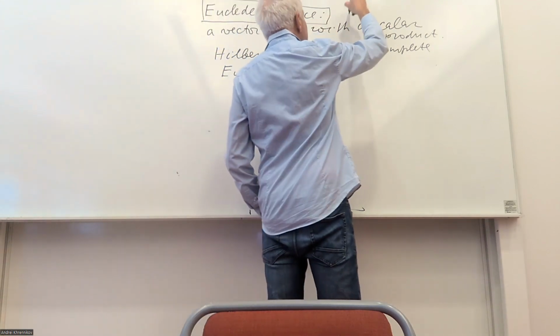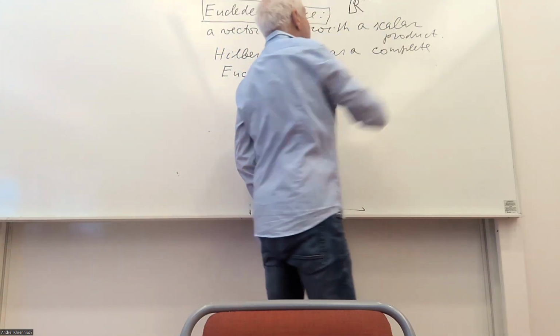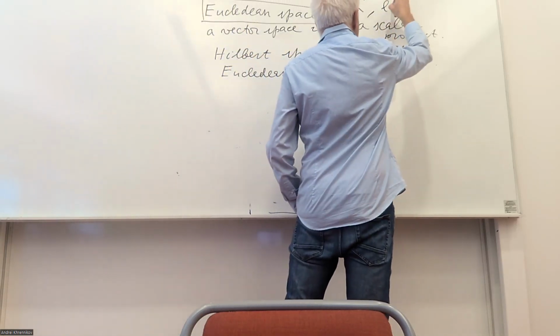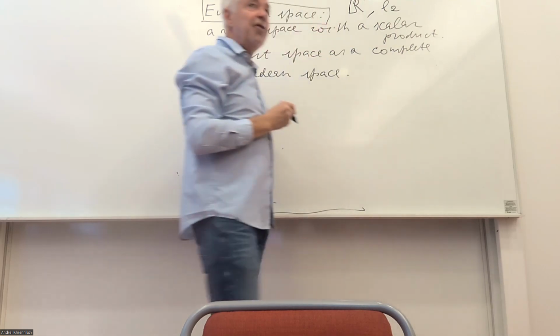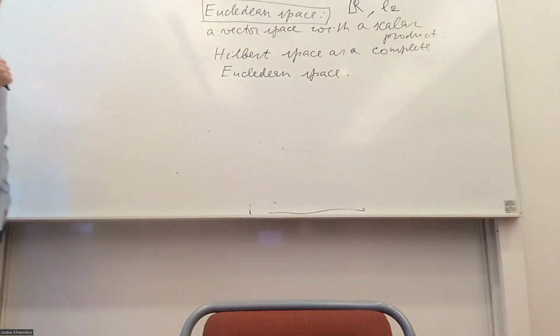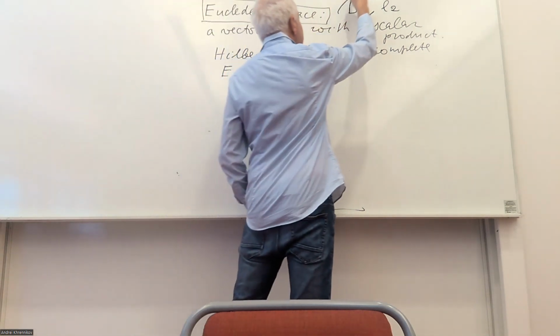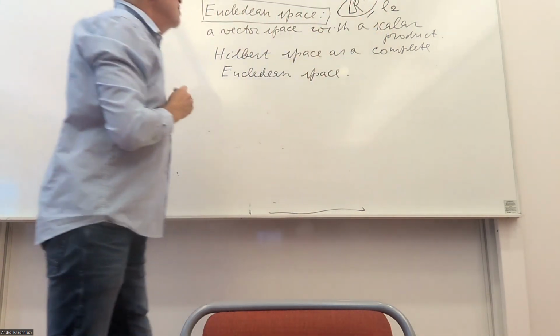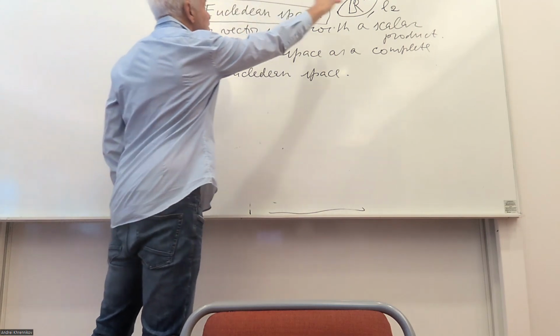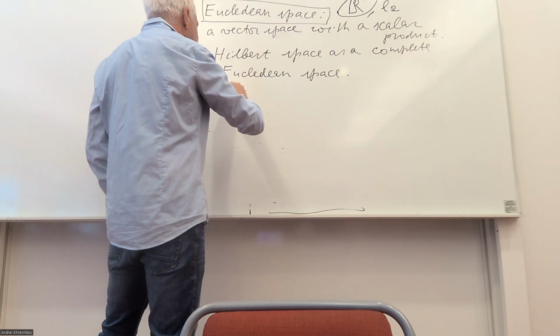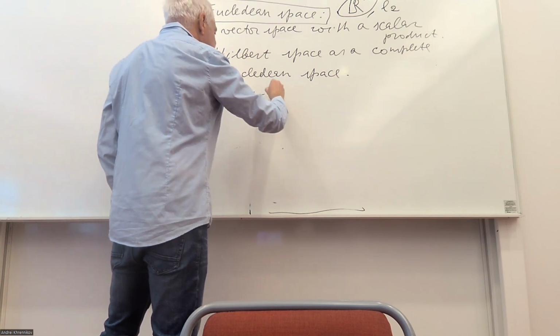So for example, it can be Fn, or it can be L2, which is the space of infinite sequences. So our Euclidean space is not necessarily finite dimensional. In those books where they restrict Euclidean space to finite dimensional, a general linear space with a scalar product, which may not be complete, is called a pre-Hilbert space.